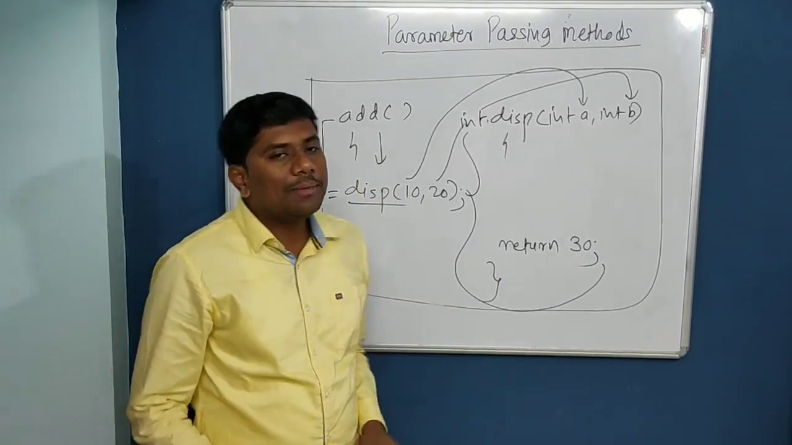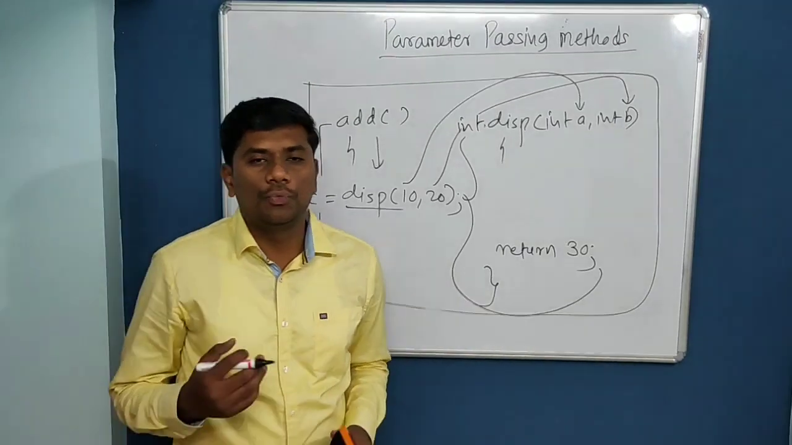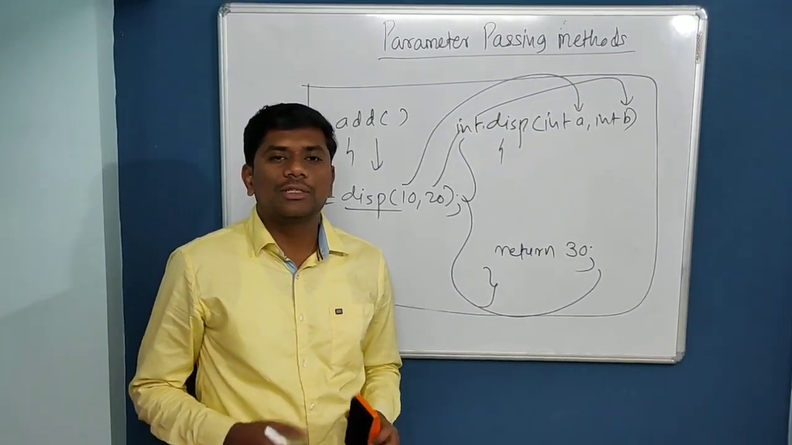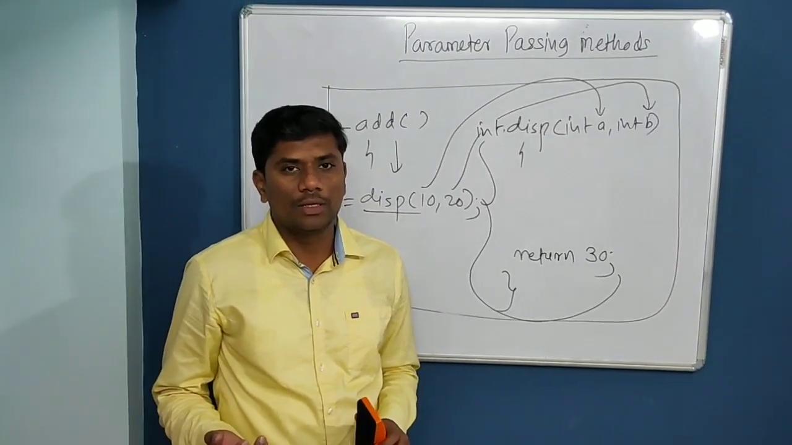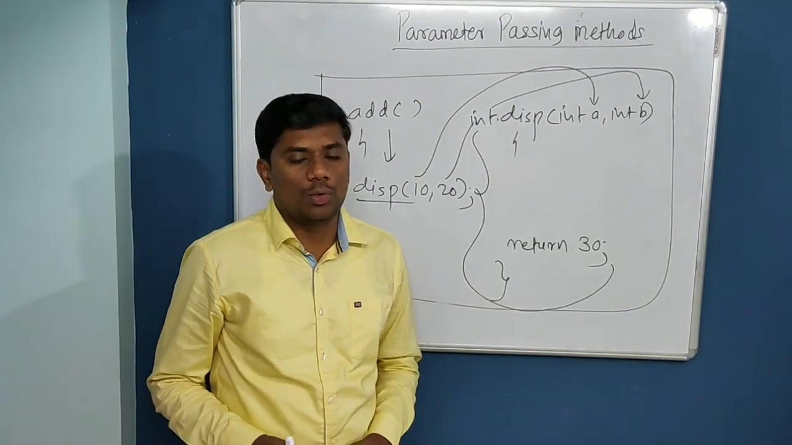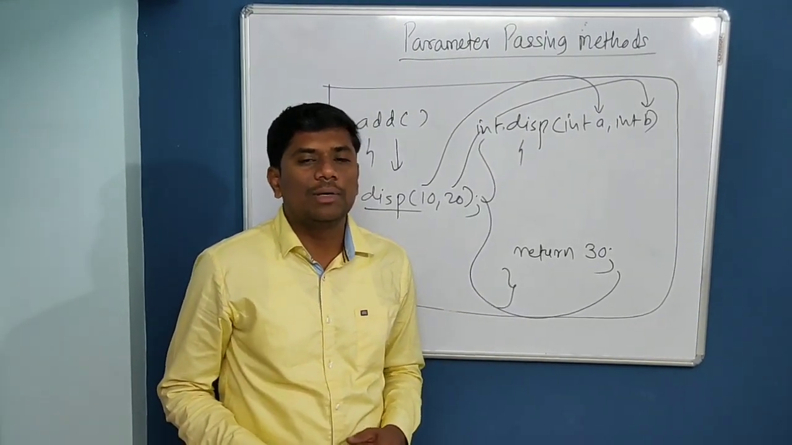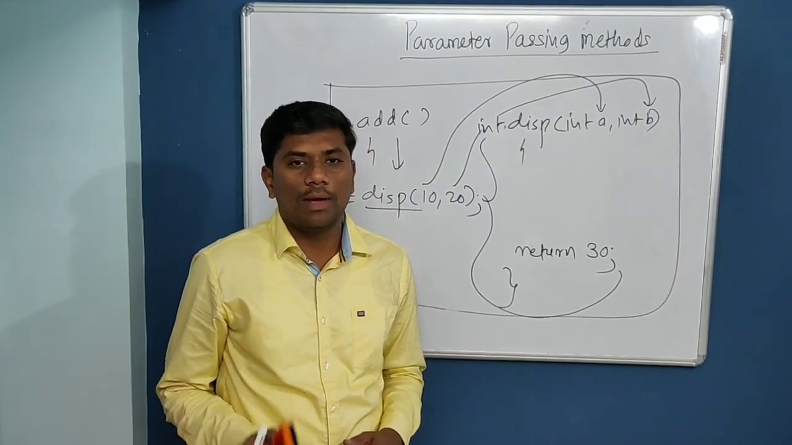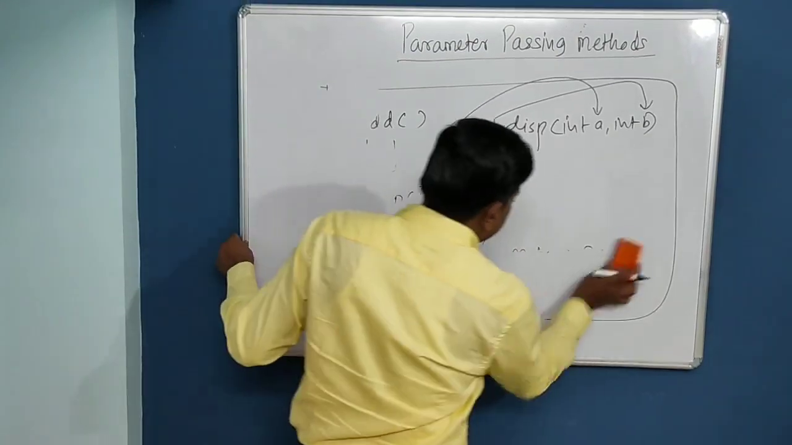So parameter passing methods allow functions to communicate with each other. This communication can be with data or without data. This is very important. You should remember this scenario. And which are the parameter passing methods available in C? Call by value and call by reference. So we are going to see those methods.